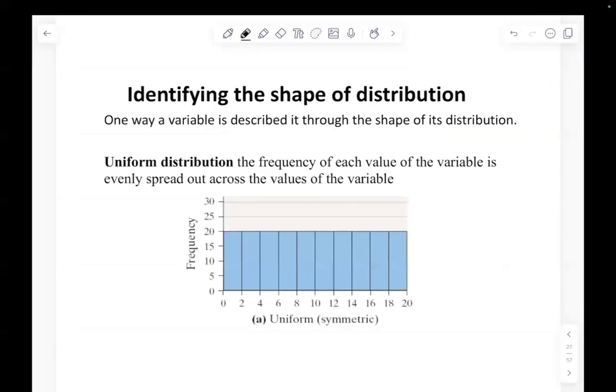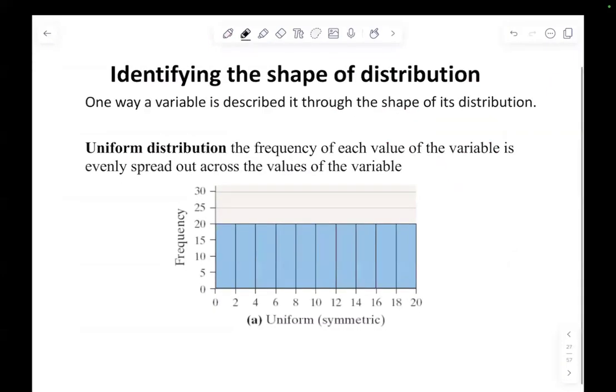Okay. Let's get away from those. Shapes of distribution. These I do like.